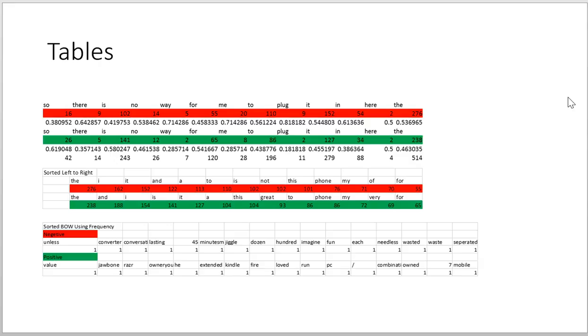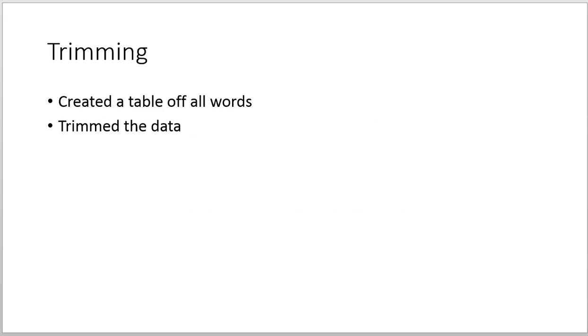The third table on the bottom shows the bag of words using frequency. That's also split up into negative and positive sentiment. So you can see that the most frequently used words are obviously the ones that are unique to positive and unique to negative, meaning that they're used 100% of the time. For trimming the data, we just looked at words that had been used 10 or more times.